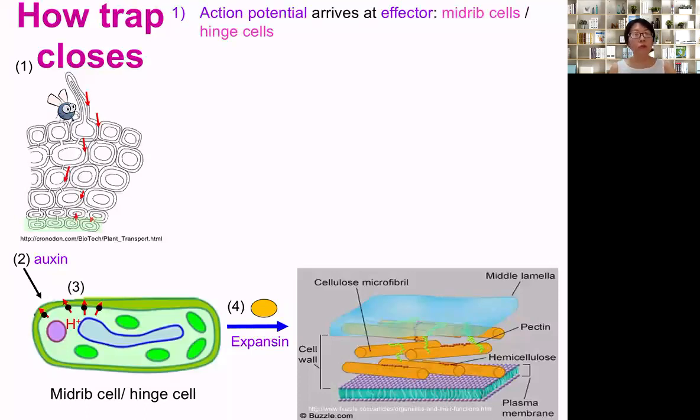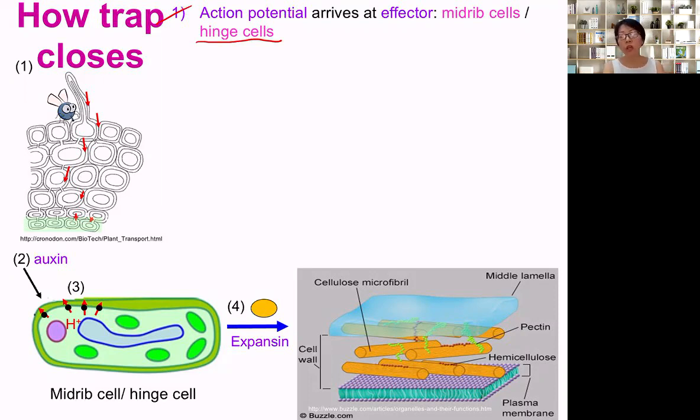So then when it arrives to the mid-rib, how does it cause the trap to close? Action potential arrives at the effector. The effector is the mid-rib cell, because it is the mid-rib cell that changes in structure that causes the 2 lobes to close. So the effector is the mid-rib cells, which we also call the hinge cell.